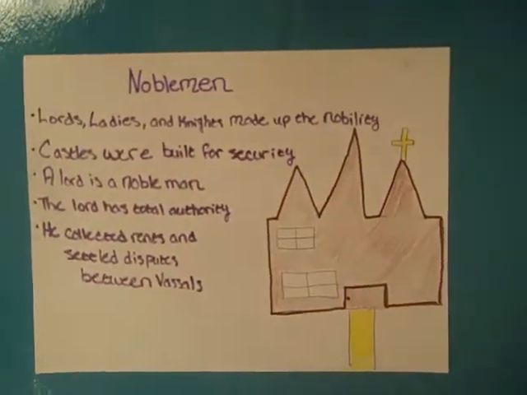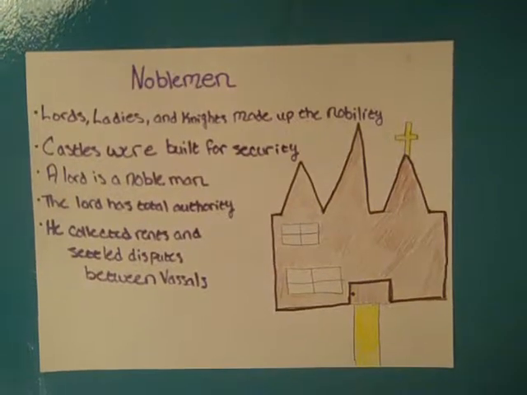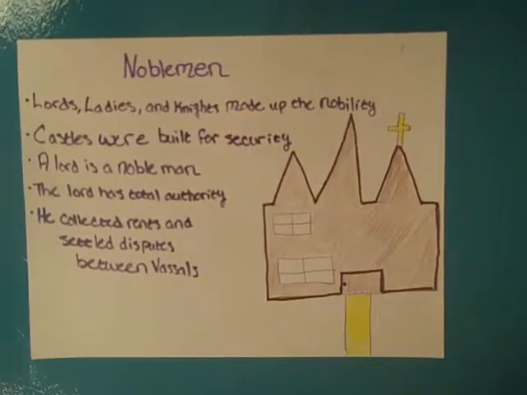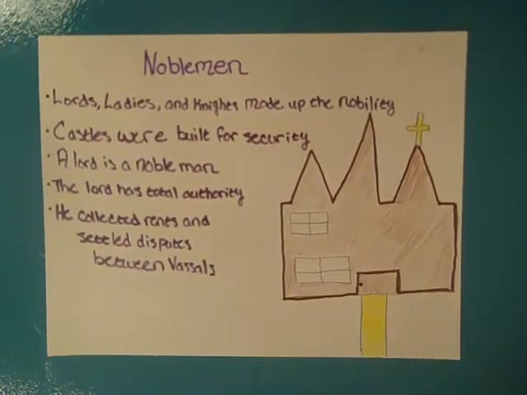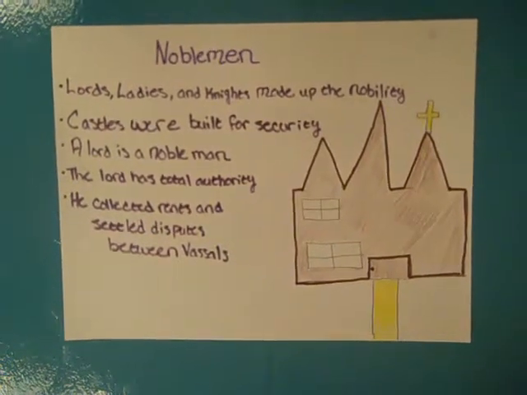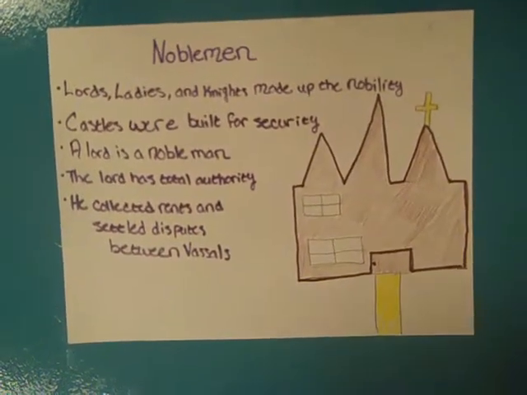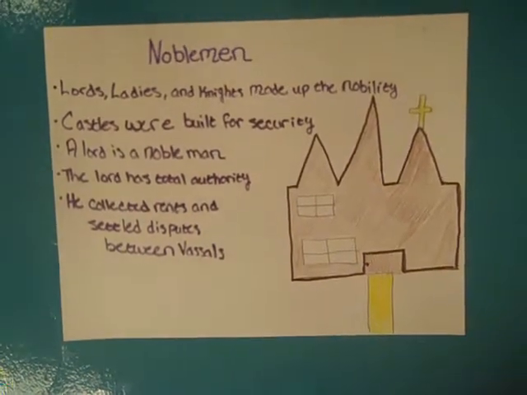Noblemen. Lords, ladies, and knights made up nobility. Castles were built for security. A lord is a nobleman who has total authority. He collected rents and settled disputes between vassals. This slide is a castle built for the nobleman.